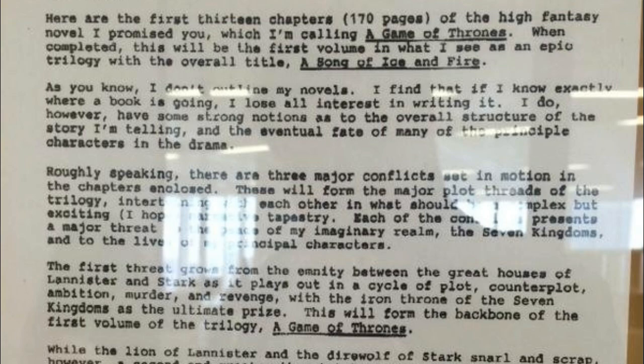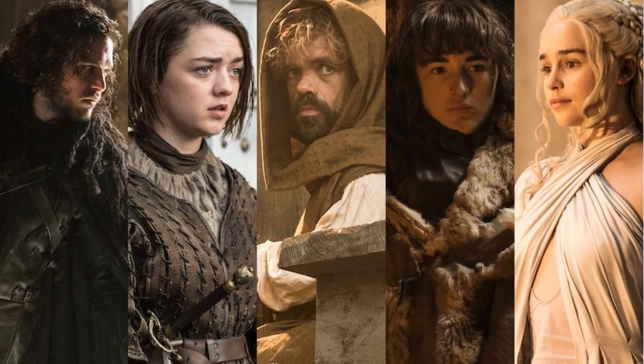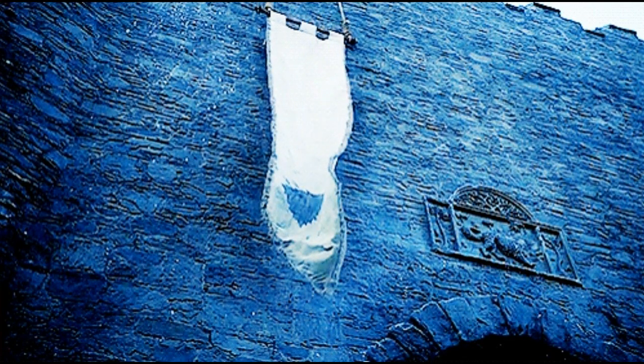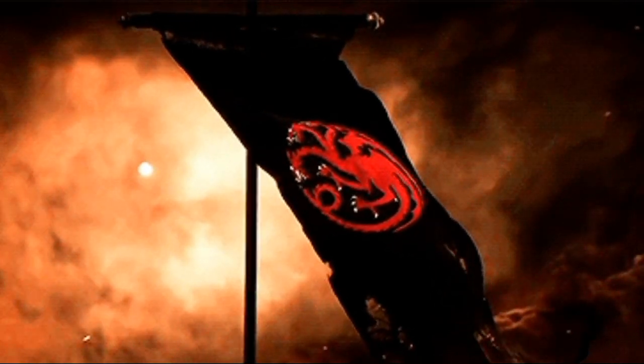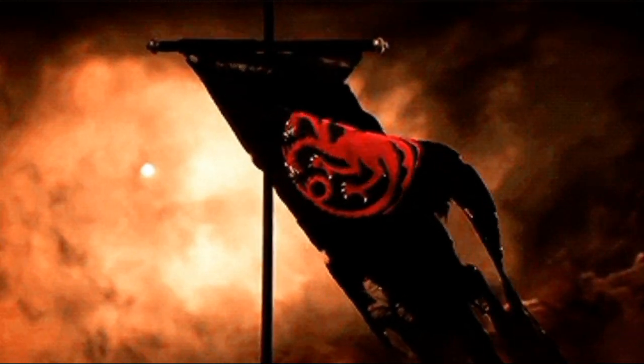So do you guys think our survivors will be Daenerys, Tyrion, Arya, Bran, and Jon? In my opinion, this story has always been about House Stark, Lannister, and Targaryen and their survival. What do you guys think? Is there anything significant about this outline? How does it compare to the show and the books?